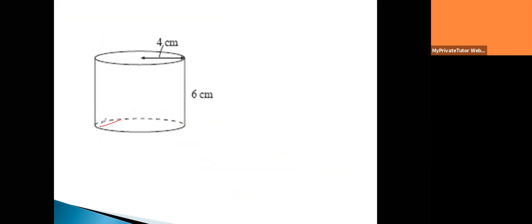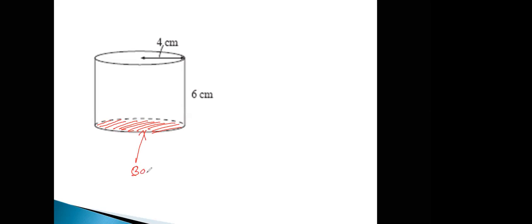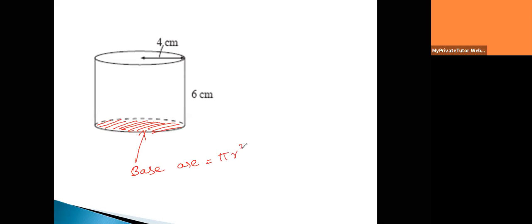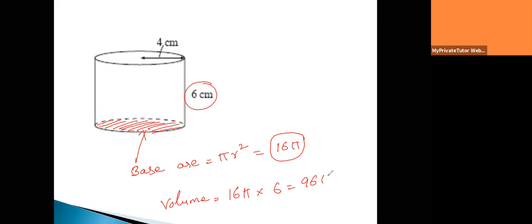So in that case, what you are going to do, just do this. You know the base. What is the base here, guys? Circle. Yeah. What is the base area then? Pi r square, which is 4 square, 16 pi. Okay, you got the base area. And what is volume, guys? Base area times height. What is the height of the cylinder? Which is 6. So 16 pi times 6, which is 96 pi. If you want to substitute the pi value, please do that.